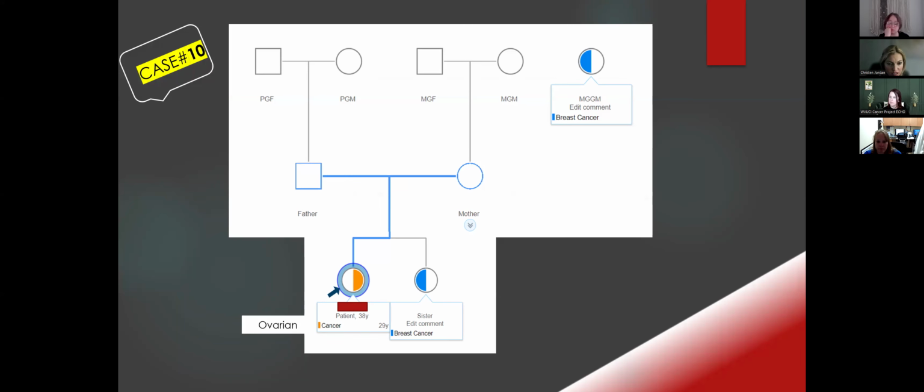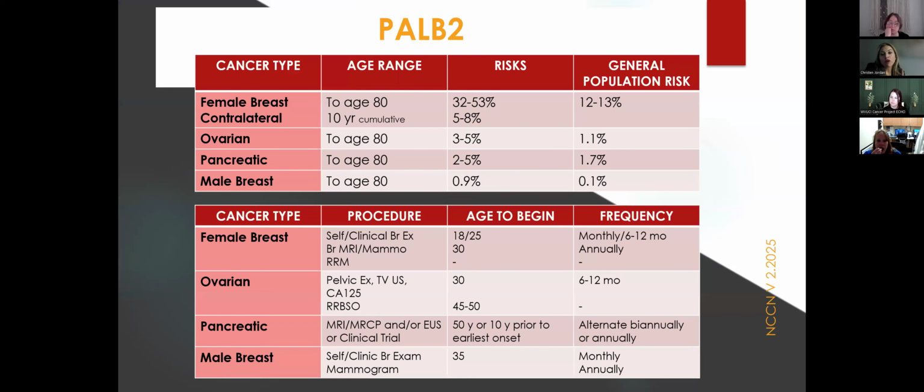This is a 30-year-old female that had ovarian cancer, a sister with breast cancer, and a maternal great-grandmother that had breast cancer. So she underwent genetic testing. She was positive for PALB2. PALB2, partner and localizer of BRCA2, is found upstream of BRCA2. When it's knocked out, not functioning, it essentially behaves like BRCA2. So you have elevated risks of breast cancer, more than 50%, ovarian cancer, pancreatic, and male breast cancer. Essentially you manage them exactly like we mentioned with BRCA2 earlier.